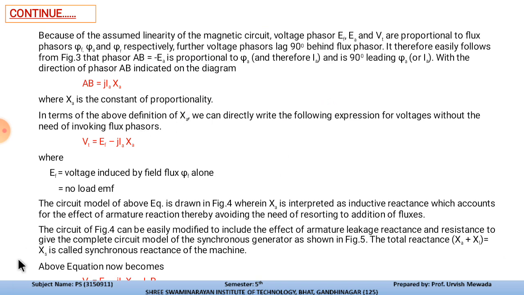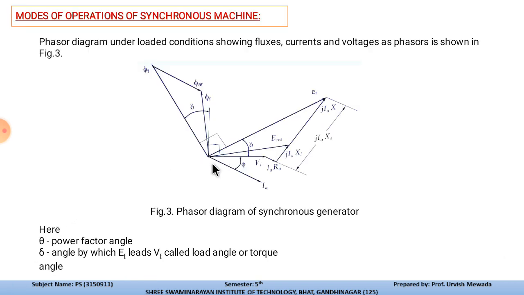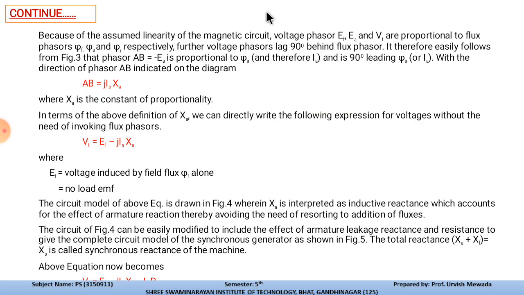Now in this vector diagram, we have given the name of each and every phasor. From that phasor we can write AB is equal to j IA XS, and VT is equal to EF minus j IA XS. So we can write ET is equal to VT plus j IA XS. If we make VT the subject, then that will be EF minus j IA XS.